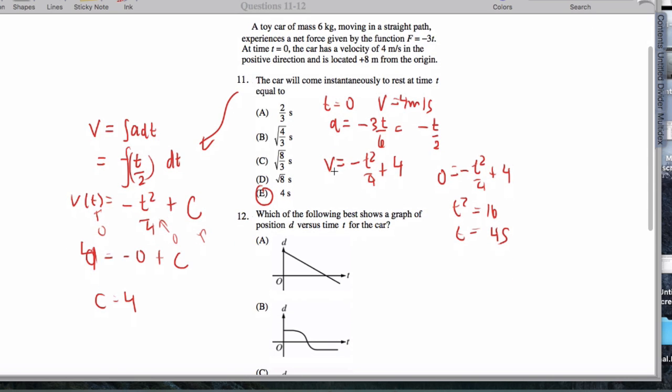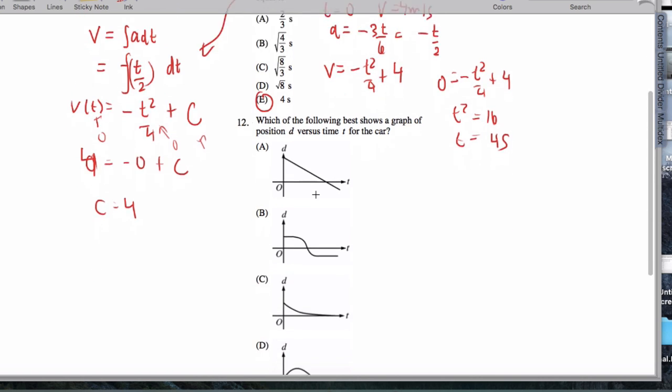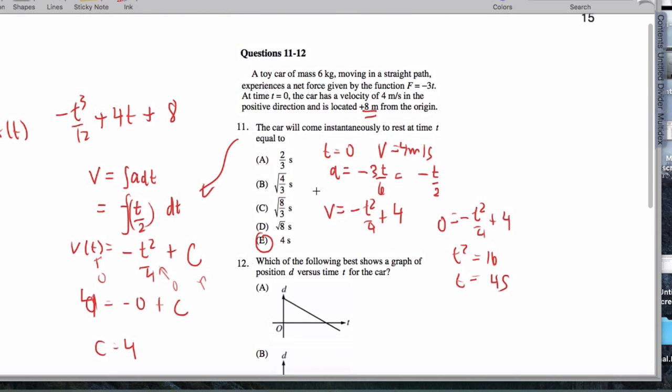What would be the best graph of the position versus time? So let's just integrate one more time. We're going to end up getting negative t cubed over 12 plus 4t plus 8 when we get our integration constant. And so for the position versus time, we need some kind of a cubic function here.